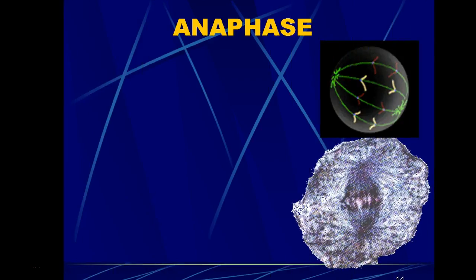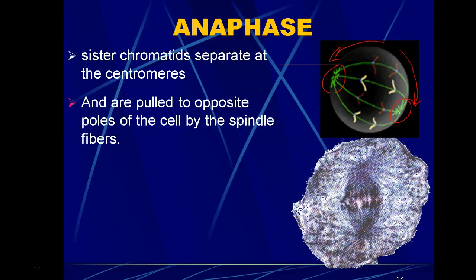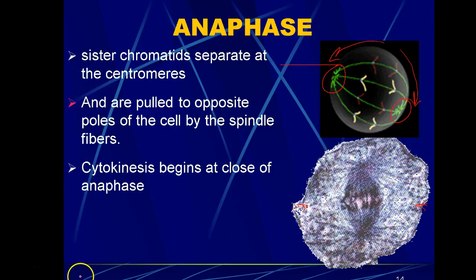All right, then in anaphase, we're going to pull those sister chromatids apart. So you can see that the chromatids are being pulled to the opposite poles of the cell. So here's those centrosomes, and they're pulling those chromosomes to opposite poles of the cell. So the sister chromatids are going to separate at the centromere region. And again, they're going to be pulled to the opposite poles of the cell. The other thing that we can see that's going to be happening is the cell is going to start to pinch in two, so that cytokinesis is going to actually begin at the close of anaphase.